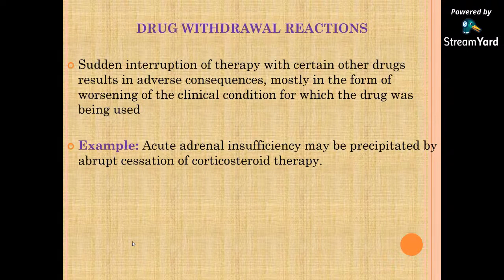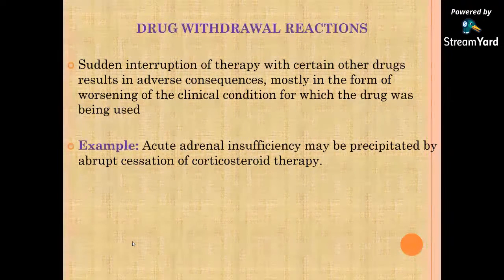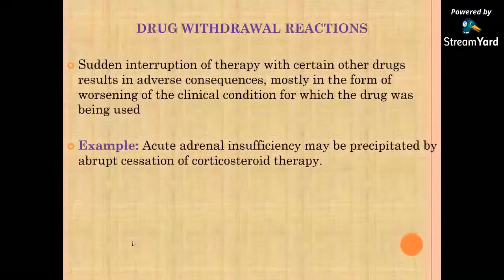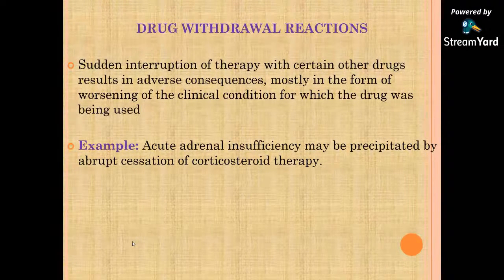For example, acute adrenal insufficiency may be precipitated by abrupt cessation of corticosteroid therapy. Okay, so if some patient is taking a corticosteroid and suddenly stops taking it, which type of effect will be observed? Acute adrenal insufficiency type of reaction will be observed in such a patient.